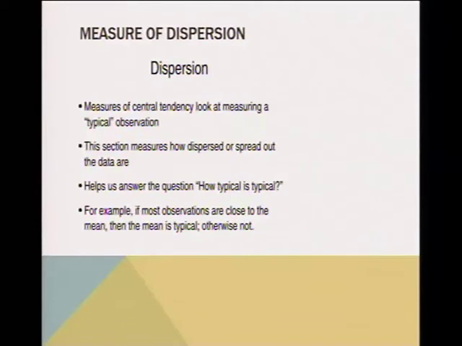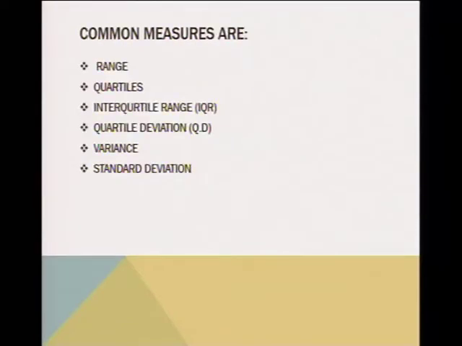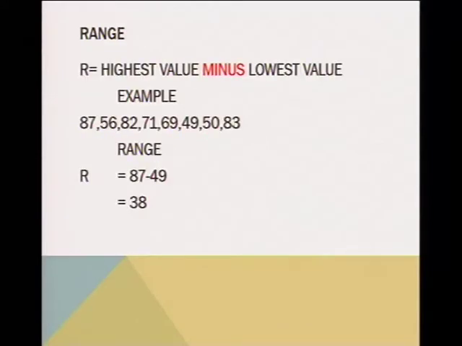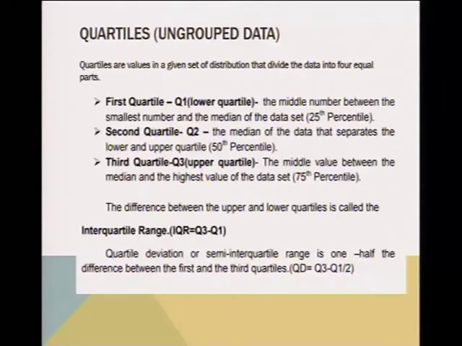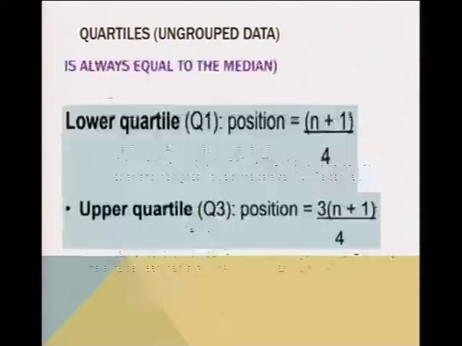We move on to measures of dispersion, where we want to see how spread out our data set is. You will always be required to calculate the range, the quartiles, interquartile range, quartile deviation, variance, and standard deviation for both grouped and ungrouped data. So the range is just the highest value minus the lowest value. And then the quartiles, we have 4 quartiles. Quartiles are values that divide the data set into 4 equal parts. The first quartile is the 25th percentile, quartile 2 is the 50th percentile, and quartile 3 is the 75th percentile. The interquartile range is the difference between quartile 3 and quartile 1. The quartile deviation is the difference between quartile 3 and quartile 1, divided by 2.